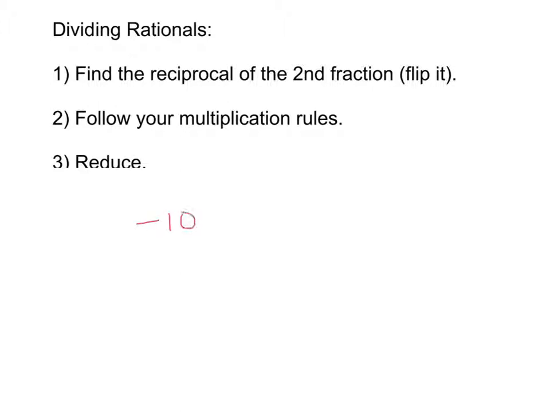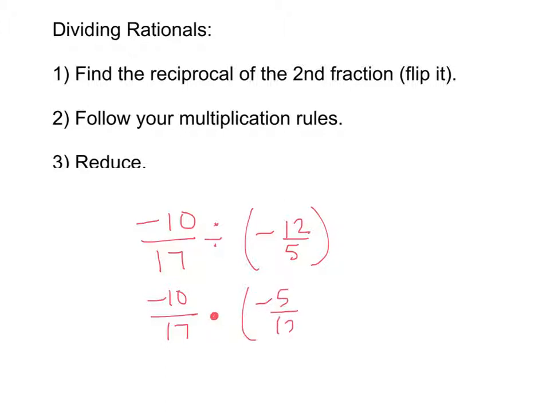Let's say I've got negative 10/17 divided by negative 12/5. When you're dividing, the first thing that you want to do is find the reciprocal of the second fraction, always. The minute that you find the reciprocal of the second fraction, in this case 5/12, you change your division sign to a multiplication sign. From here you follow your multiplication rules exactly like we did on the last slide.